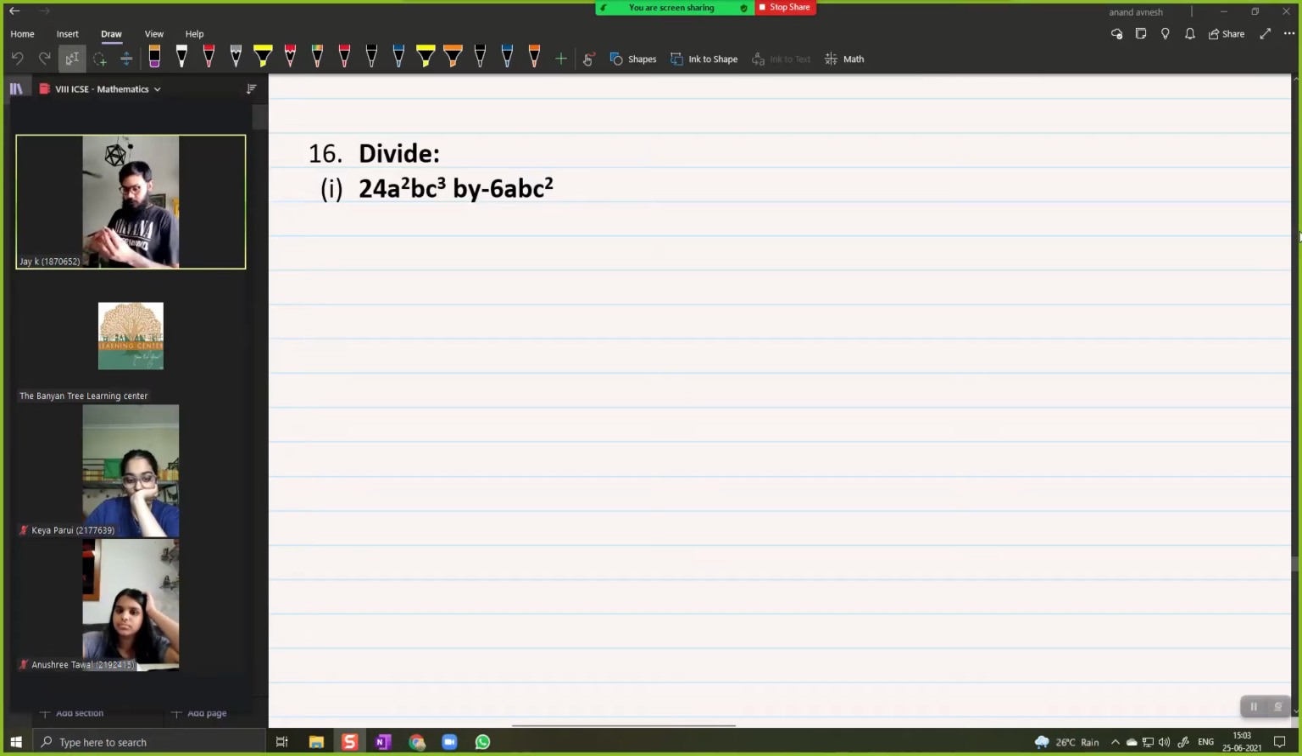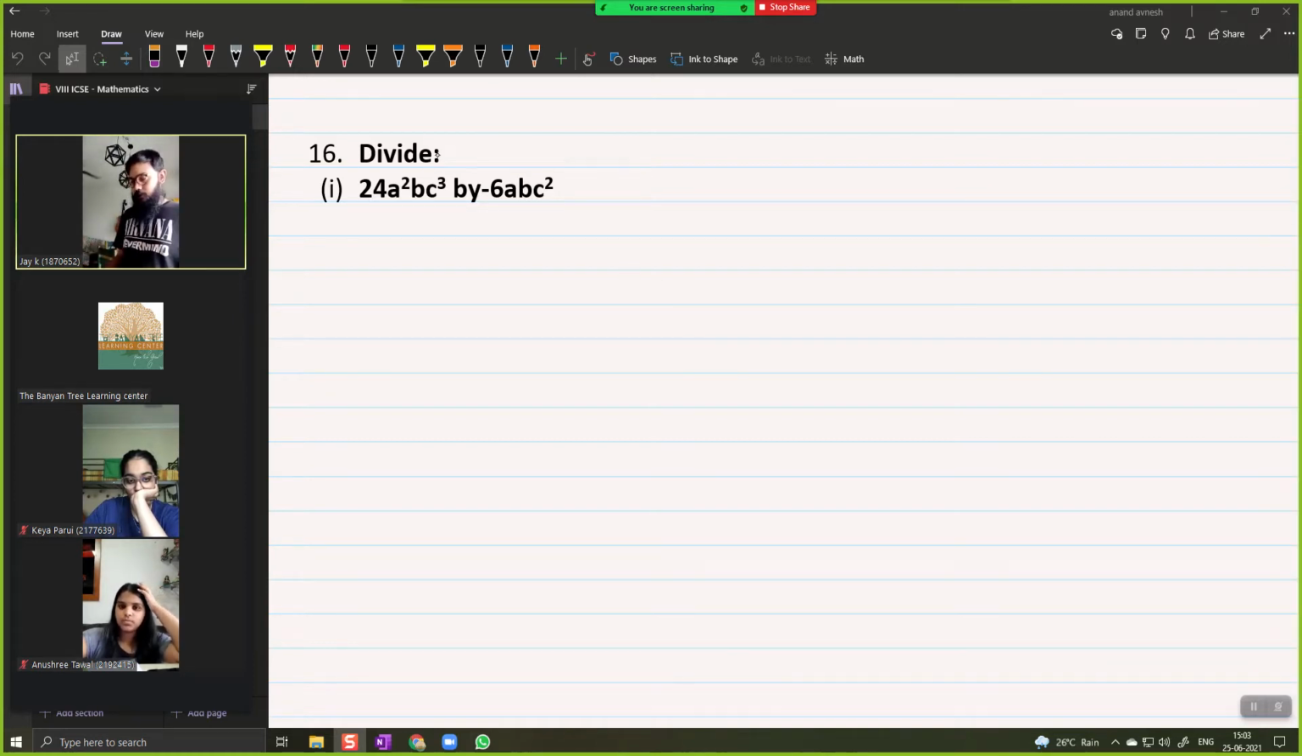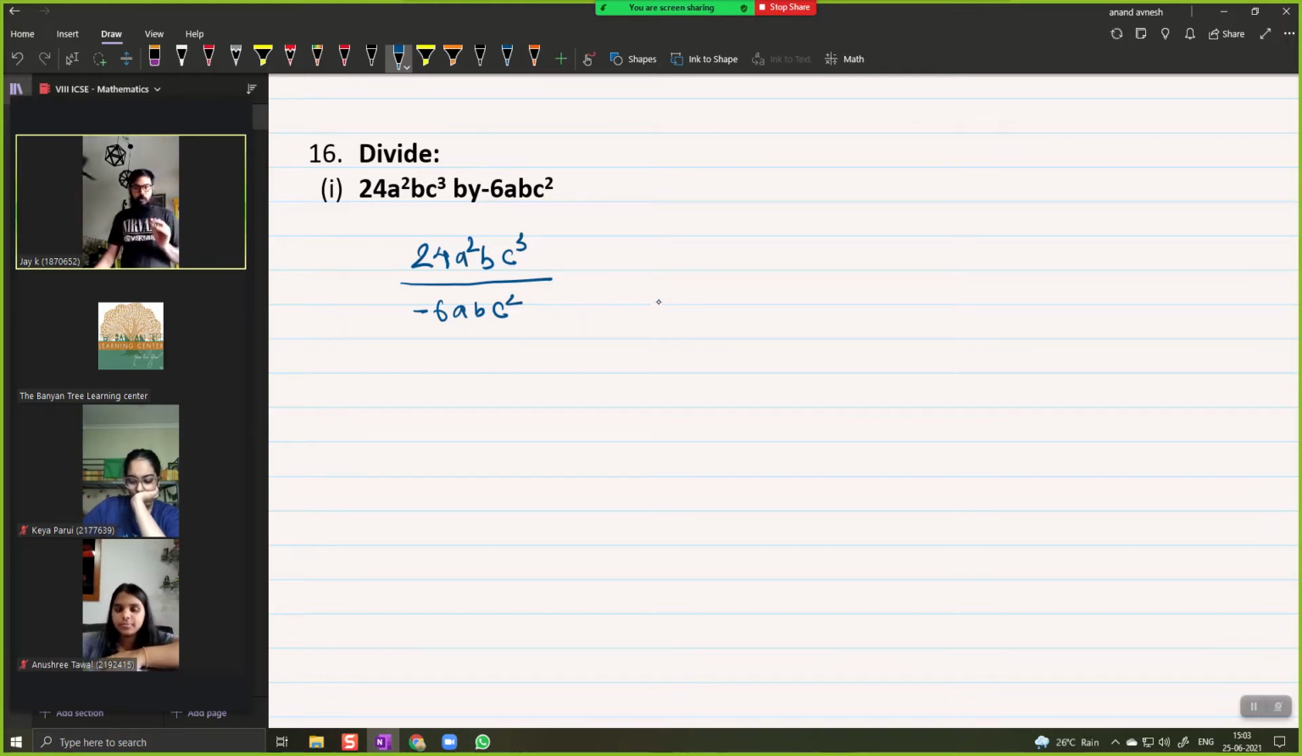So let's start with the division. Division is very simple. What you do is you write 24a square b c cube divided by minus 6abc square. Now I'm going to show you a simple way of doing it, but that's a little bit longer. But after you understand the simpler way, you can do the difficult way.